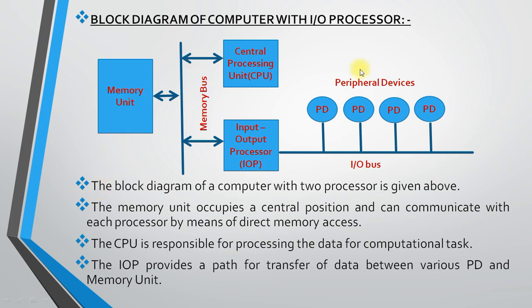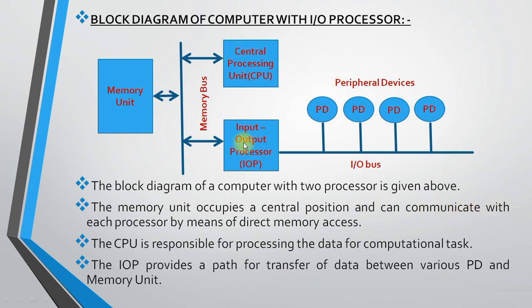So from the block diagram we can write that the block diagram of a computer with two processors is given above. Over here you can see that there are two processors displayed in the block diagram of the computer. The memory unit occupies a central position. Central means it is in the middle, which can communicate with each processor.